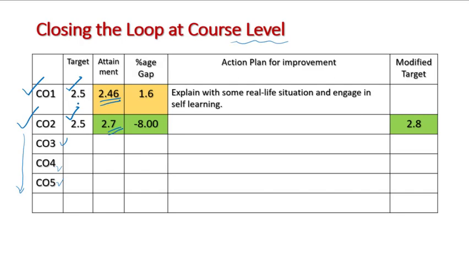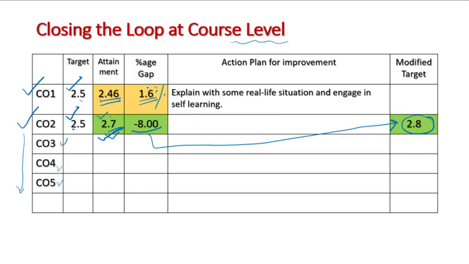So the difference is 1.6. So there is a gap, and the percentage of the gap is 1.6%. This is a very small gap, and in this case the attainment is achieved. That means attainment is more than the target. So this attainment is achieved, and for the next session we have to set a higher target. Previous year it was 2.7. For the current academic session our attainment target will be 2.8, 2.9, like this, higher than the previous one.